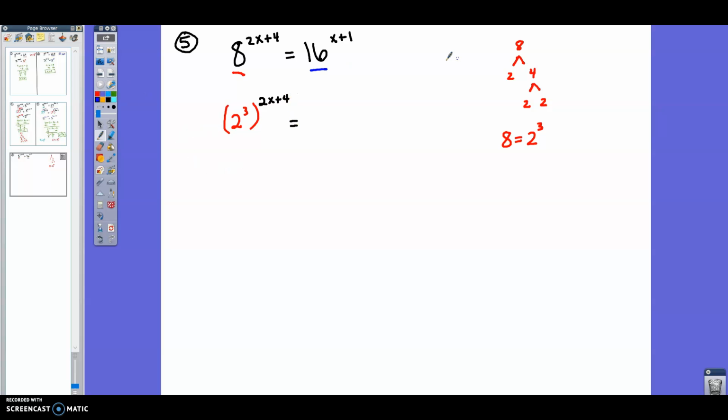So we're going to do the same thing with the 16. So we can think about 16, that's like 2 times 8. 8 is 2 times 4. And 4 is 2 times 2. So we have 1, 2, 3, 4. So 2 to the 4th is 16. So we're going to replace the 16 with 2 to the 4th. And we keep our exponents up here.